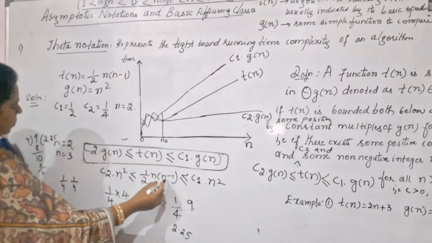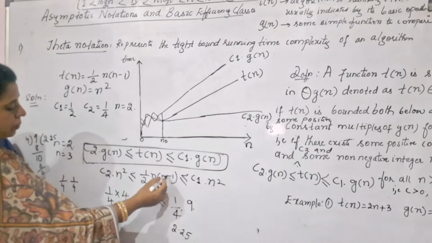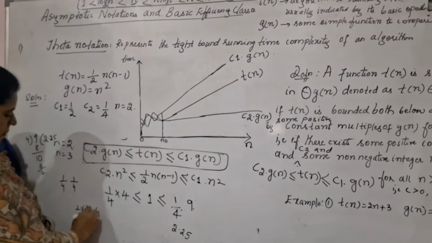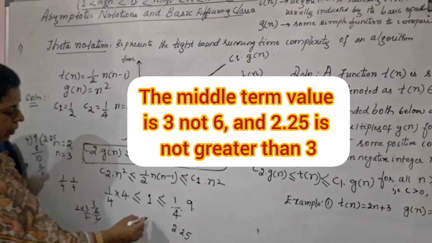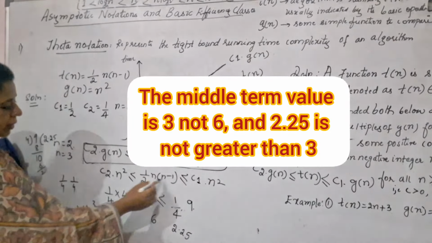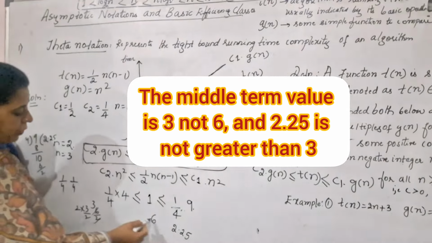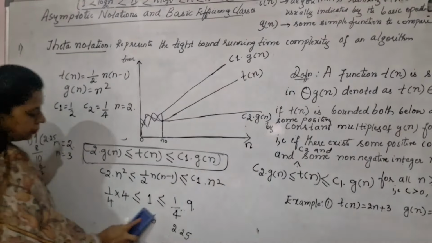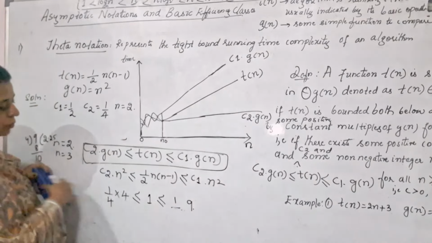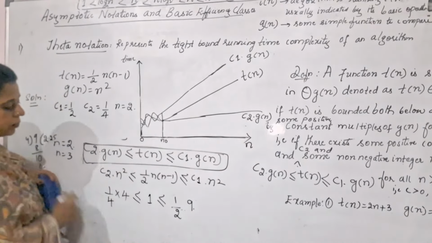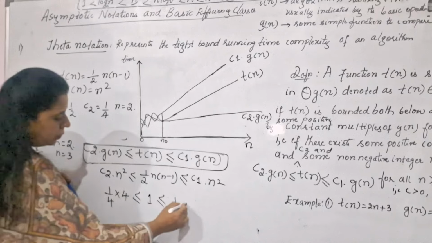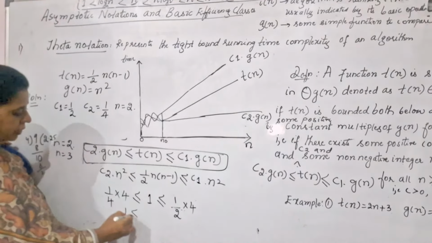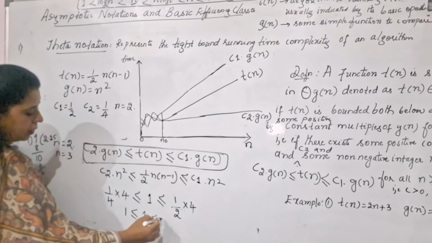Whether this is greater than, here you are taking n as 3, 3 minus 1 is 2, and 2 into 3 by 2, that is 6 by 2, 2 into 3, so here you will get 6 if you take n equal to 3. Whether 2.25 is greater than 6? No, it is not greater than 6. So that is the reason the most appropriate value for C1 is 1 by 2. So when you take 1 by 2 and n equal to 2, your equation holds good. So you will get 1 less than or equal to 1 less than or equal to 2.